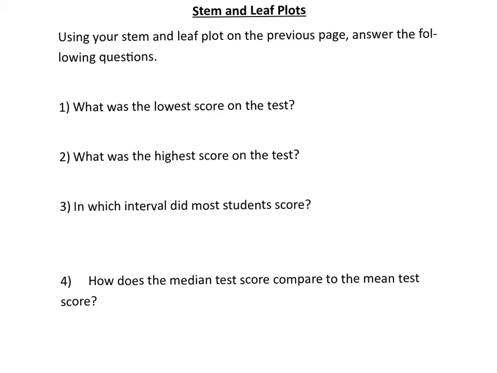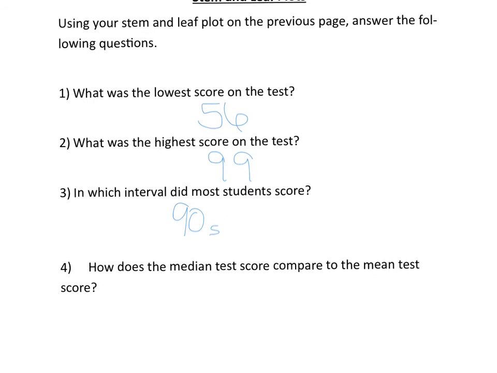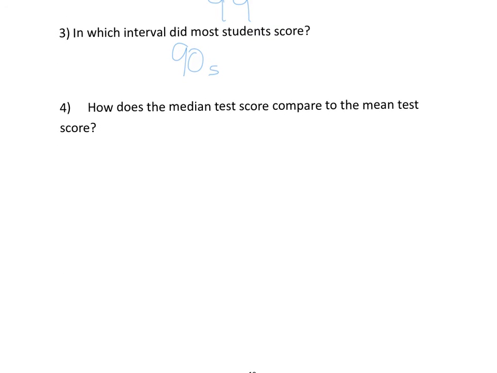In looking at the stem and leaf plot, the lowest score is 56. The highest score is 99. We found that out very first off. When we counted them up, the 90s is the interval that had the most student scores, meaning that the majority of the scores were in the 90s.